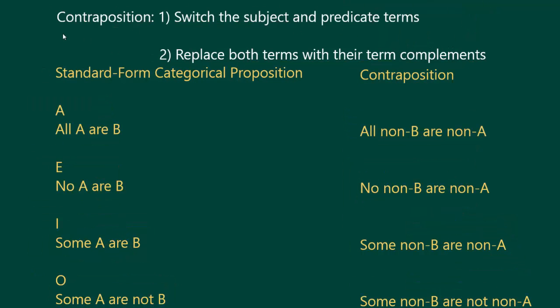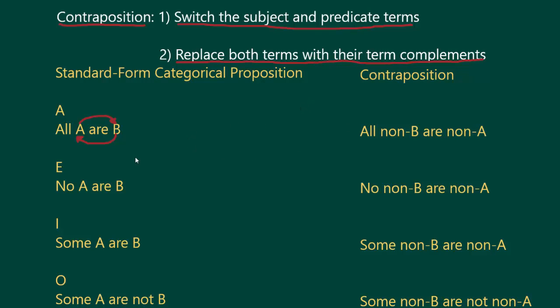With contraposition, we again have two steps. One of our steps is we switch the subject and predicate terms. So basically the first step is conversion. So we would switch out the A and put it in the predicate place, and we put the B in the subject place. But then we need to additionally replace both terms with their term complements.